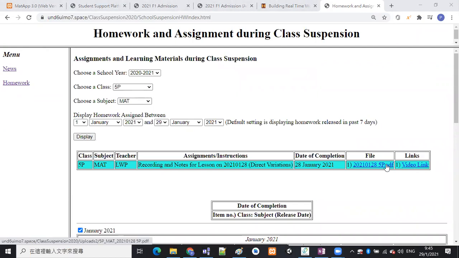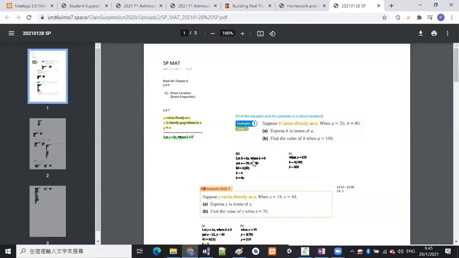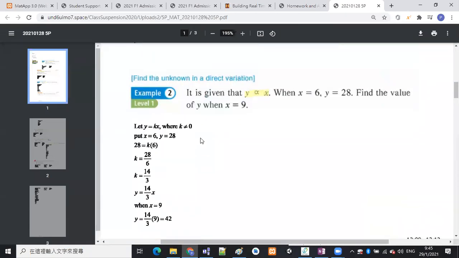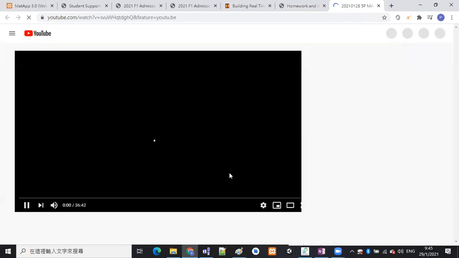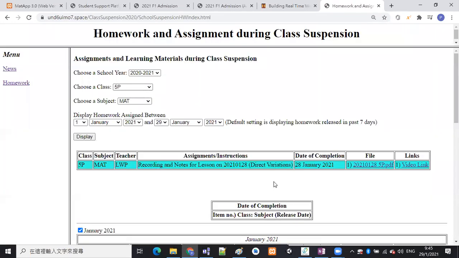Every day, anything I type on this OneNote will be changed to a PDF like this. When you click this, you will find a PDF of yesterday. Just enlarge it and we will see the words more clearly. When you click the video link, you will be directed to YouTube. So this is yesterday's video. Yesterday we were talking about this.